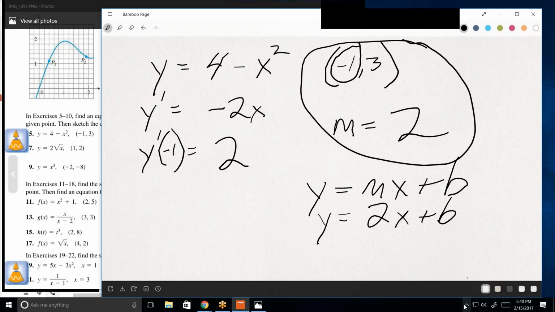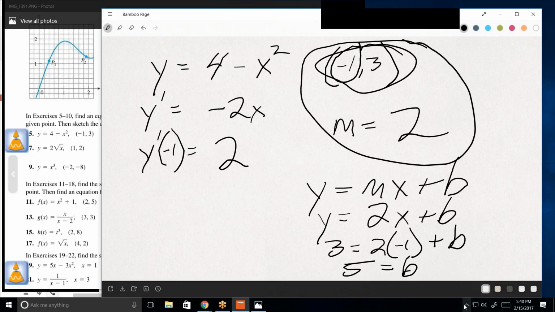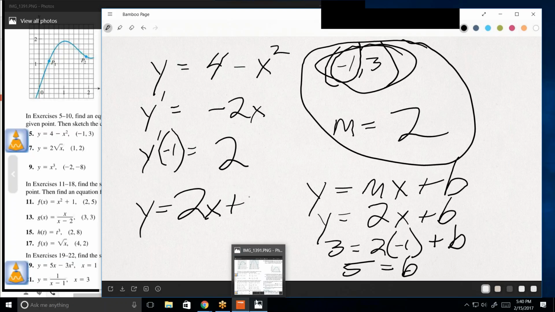And we still need to calculate b, but we know that the straight line goes through that point. So I can plug in that point for y and x and calculate b. So I get 3 equals 2 times minus 1 plus b. b equals 5. The equation of the line is y equals 2x plus 5. That's the answer to number 5.